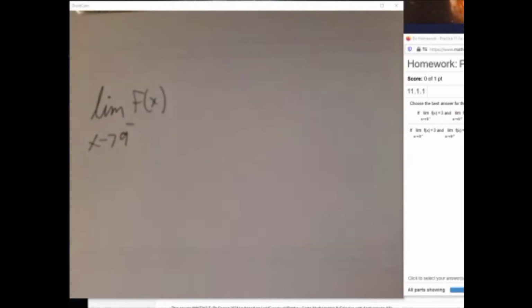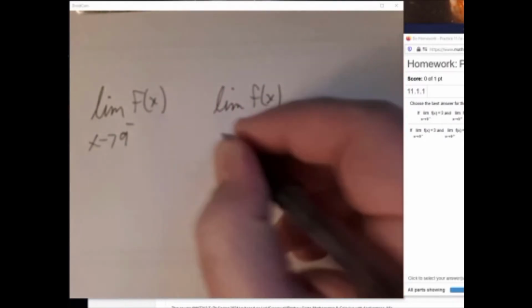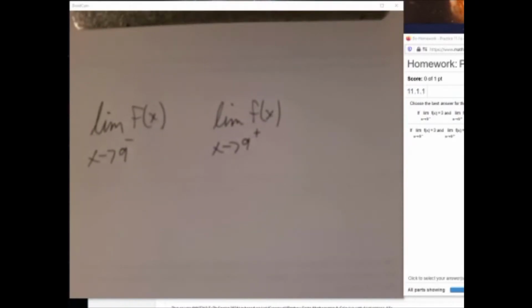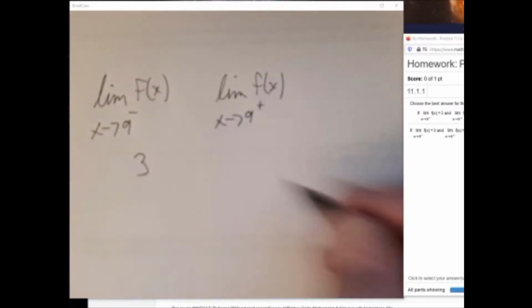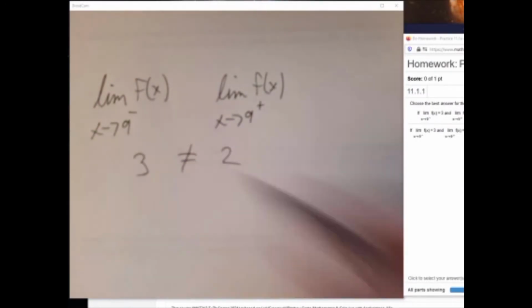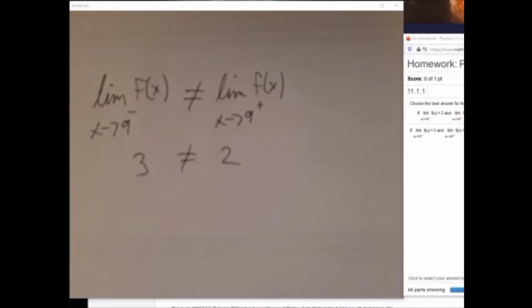And they're giving us two limits here. If we look at the first one, this is the limit as x goes to 9 from the left, and then the other one is the limit as we go to 9 from the right, and they're telling us what these equal. So this one is going to be 3, and this one's going to be 2, and we can see 3 doesn't equal 2, and so these limits also don't equal.